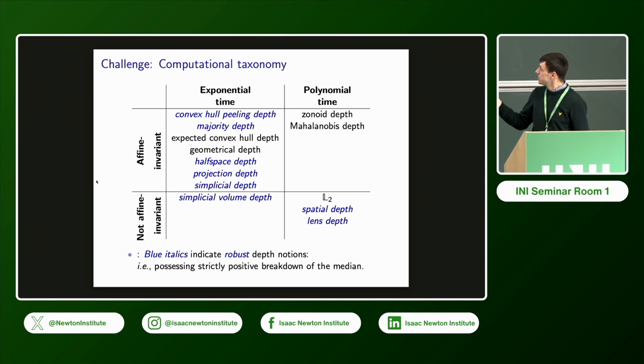Also about these two, it's not that this is just the state of the art. They are not robust, but an algorithm which allows computing them in polynomial time has never been created, so maybe it can be. But for the others, the blue depths here, the convex hull peeling, majority, halfspace, projection, and simplicial depths, we know that these are nice depths which we cannot compute exactly unless we are ready to pay exponential time complexity.